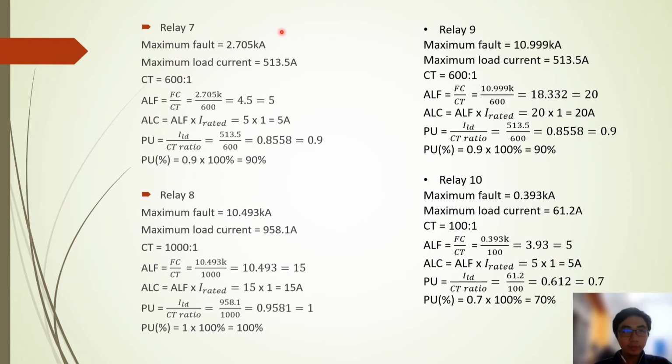Then the calculation is the same for relay 7, which gets a CT of 600, ALF of 5, ALC of 5 ampere, and PU setting of 90%. For relay 8, we get a CT of 1000, ALF of 15, ALC of 15 ampere, PU of 1, and PU setting of 100%. Then for relay 9 we get a CT value of 600, ALC of 20 ampere, and PU of 90%, and relay 10 gets a CT of 100, ALC of 5 ampere, and PU of 70%.